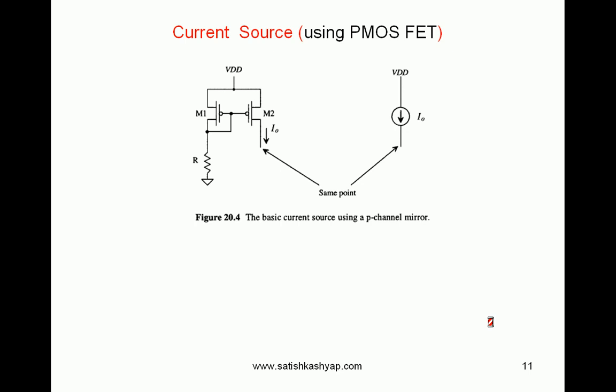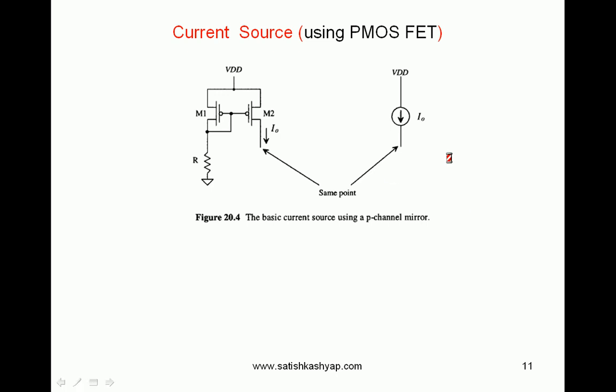This is a circuit diagram of the PMOS current mirror. For a PMOS transistor, the important point is source is always at higher potential than drain. Always current flows from source to drain. Remember these 2 points. For PMOS FET, always source is at higher voltage than drain, and always current flows from source to drain, because current always flows from higher potential to lower potential.